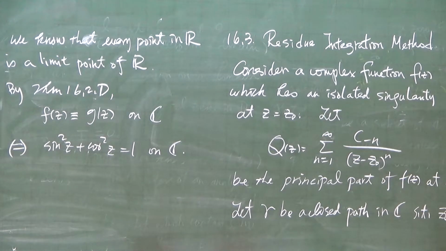Now, consider the distance function |z minus z zero|. If we measure the distance from a point z to the singular point z zero, this distance function is continuous. And it is continuous on the compact set, where a compact set is closed and bounded.